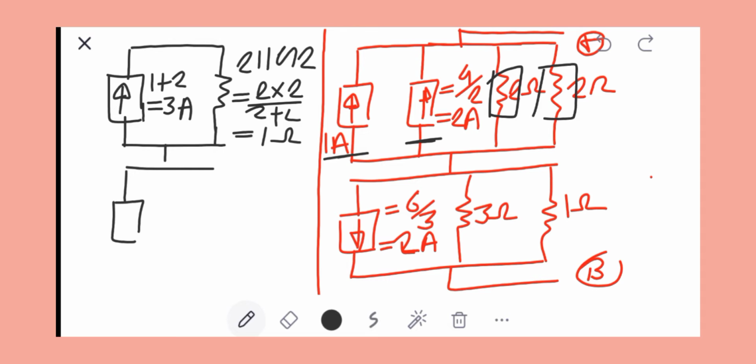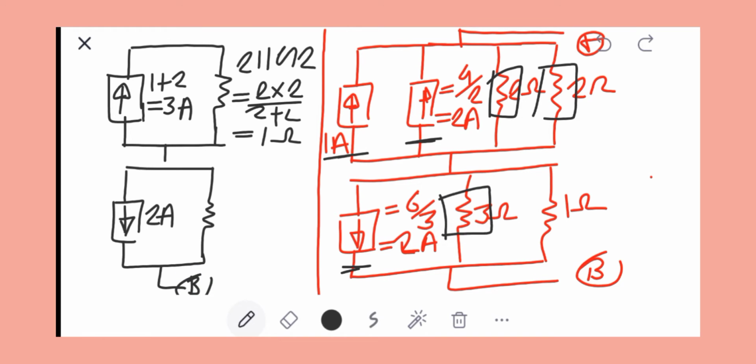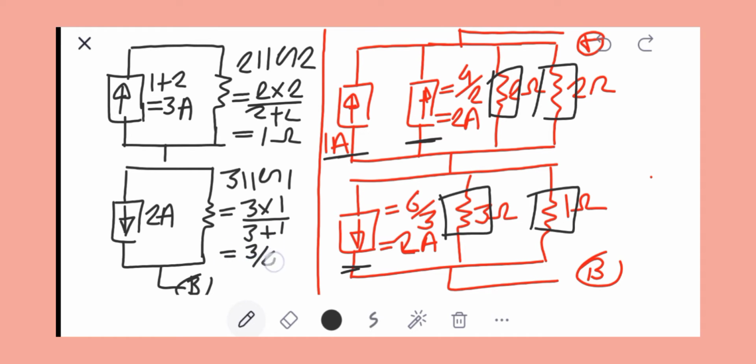And in the second part of the network, there is a single current source. So write down the single current source as it is, 2 ampere, but the impedances are connected in parallel. So solve that parallel part. 3 parallel to 1 is how much? 3 into 1 upon 3 plus 1, that is 3 by 4 ohm.